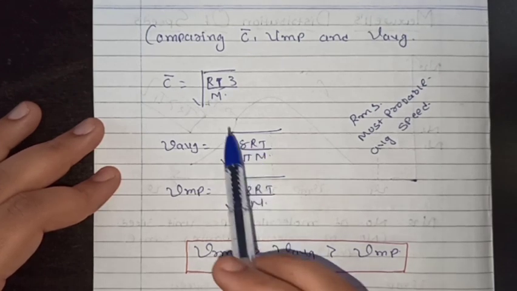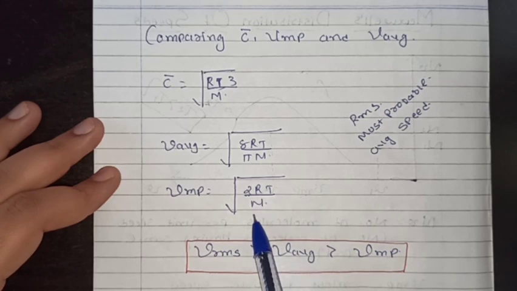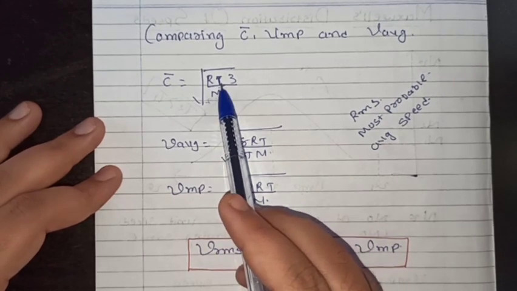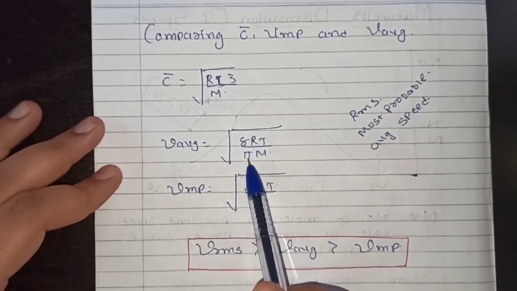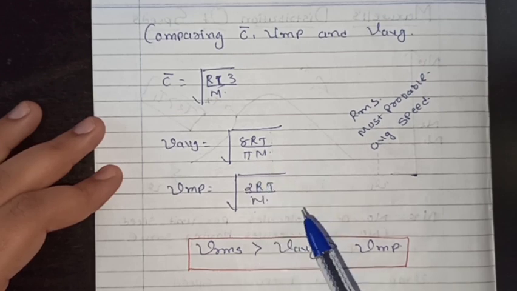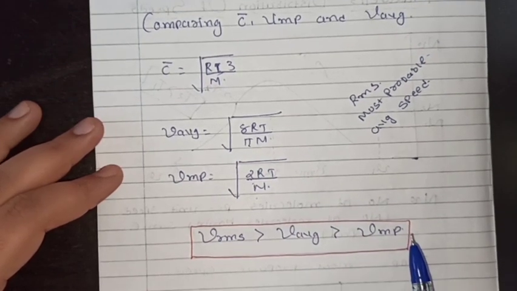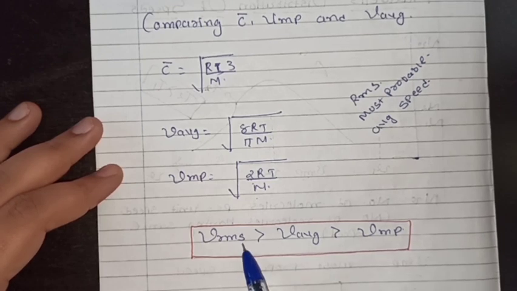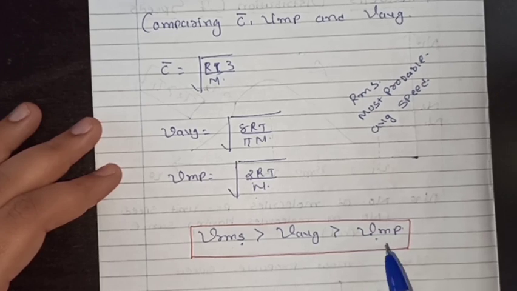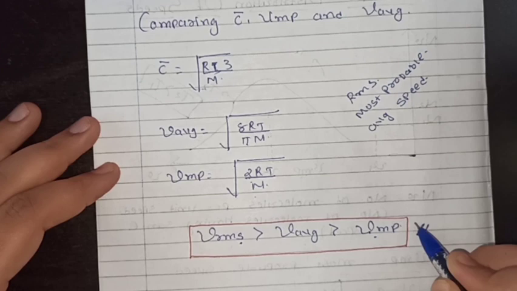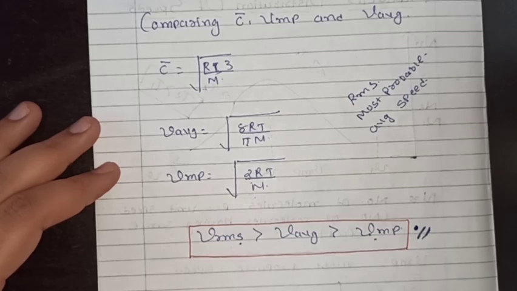If we solve this, RT by M is common in each speed. So this is multiplied by root 3, this by root 2, and 8 divided by 3.14 will be 2 point something. So if we arrange in decreasing order, the RMS speed is maximum, then average speed, and then most probable speed. So Vrms is greater than V average, which is greater than V most probable. This is a very important relation as far as our objective questions are concerned.